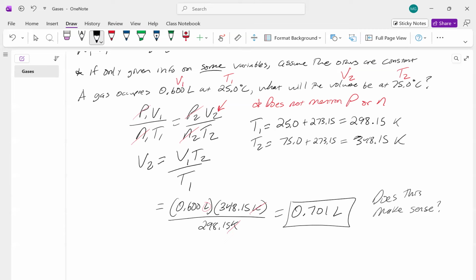If I had accidentally switched, say, these two terms, if I didn't put them in properly, my answer would have been less than what I started with. And that doesn't make sense. It's a good way to check your answer.